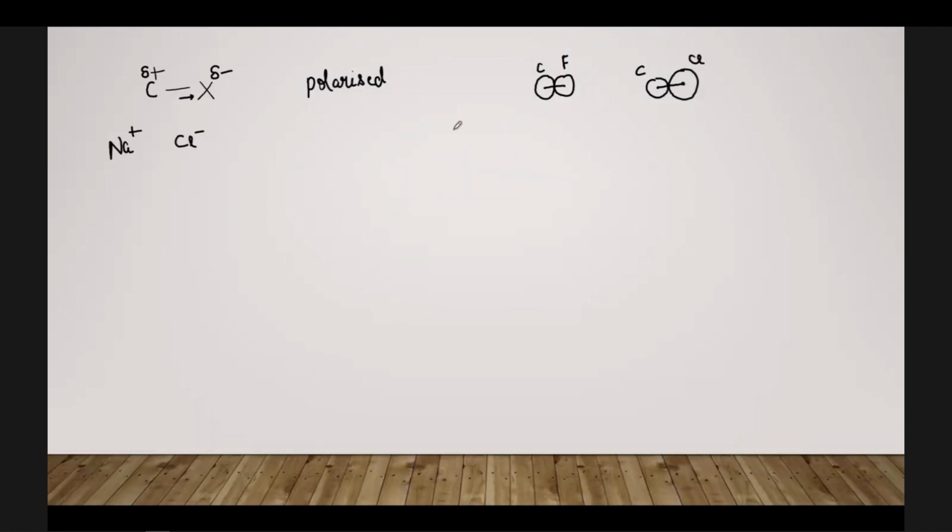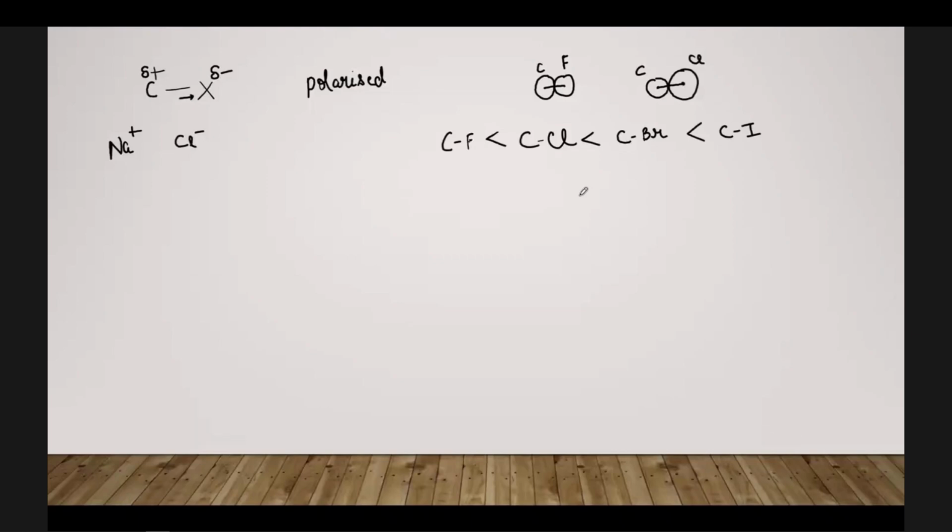So now if we want to write out the order for the bond length, we can say the C-F bond length is the smallest. Then we have C-Cl, which is even smaller than C-Br, and C-I bond length is the largest. So this was the second property, that is the bond length of the carbon halogen bond.